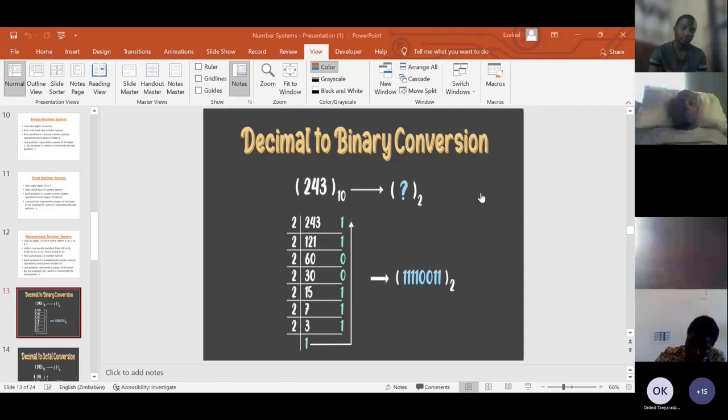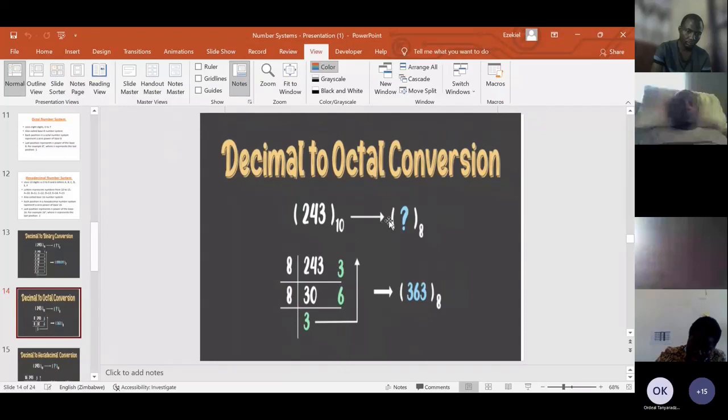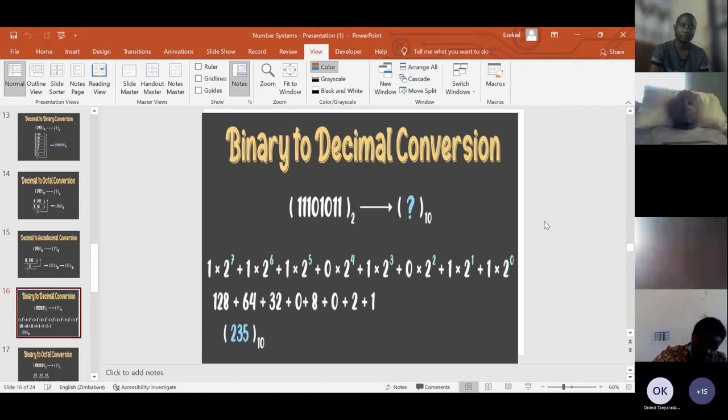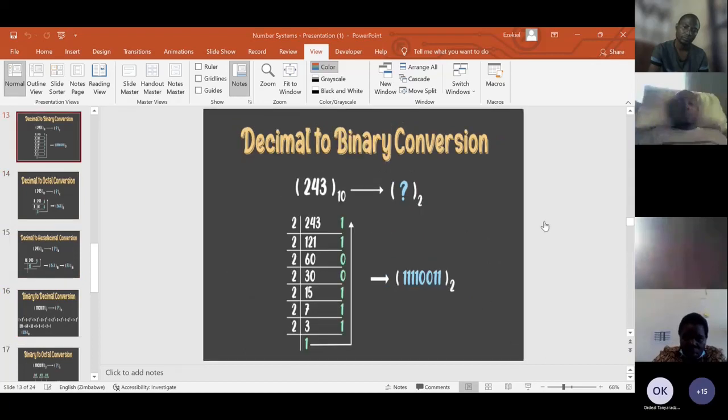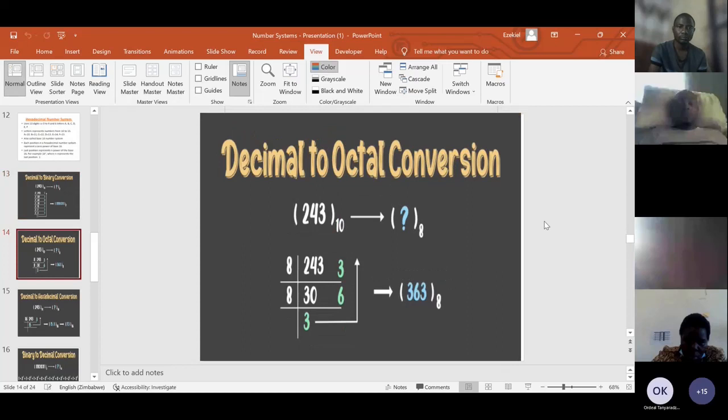Okay, I'm moving on. We can also convert numbers in the decimal number system to the octal number system. The steps are very similar. The first step, we divide the number by the base; the octal number system is base 8. So when we are converting from the decimal number system to the octal number system, we divide the number by the base 8. And the steps are the same as we discussed on converting to binary.